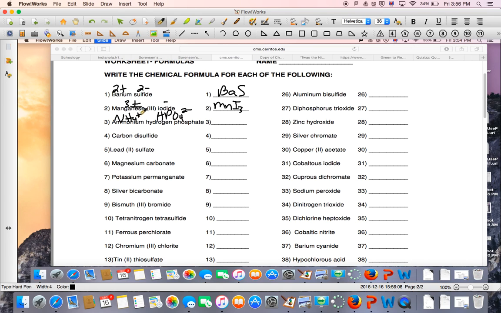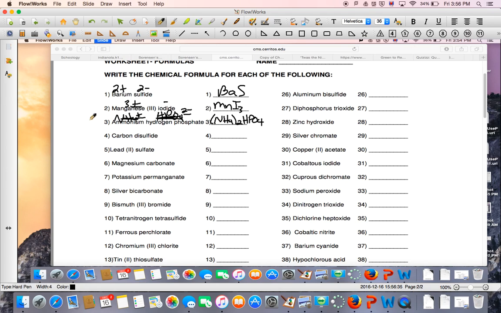So if this is a 1 and this is a 2, it takes 2 of these NH4s. So NH4, 2, and then HPO4. Okay, so notice the NH4 and the HPO4, we don't look at these things down here to actually combine them. You just look at the charges. So he's a 1, he's a 2. It takes 2 of these, and then you just write the formulas back in.